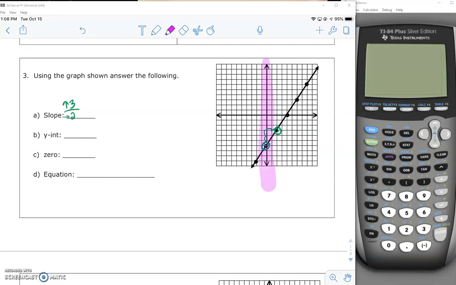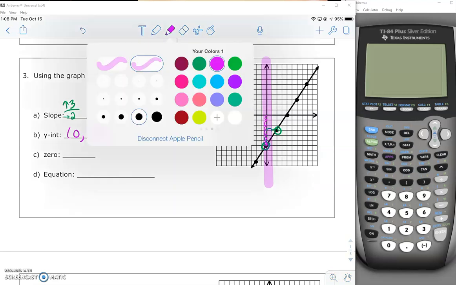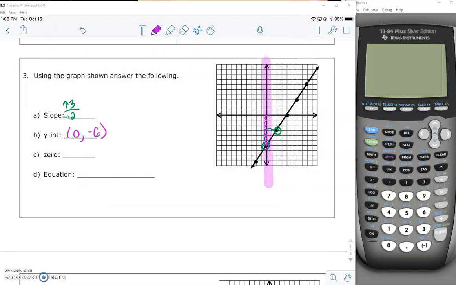Y-intercept is where the line crosses the y-axis. This is a negative number, and it crosses 1, 2, 3, 4, 5, 6. So our y-intercept is the ordered pair 0, -6. Remember that a zero is the same thing as an x-intercept, but we only need the x value for it to be a zero. So I'm looking, where does my line cross the x-axis? 1, 2, 3, 4. So our zero is 4.